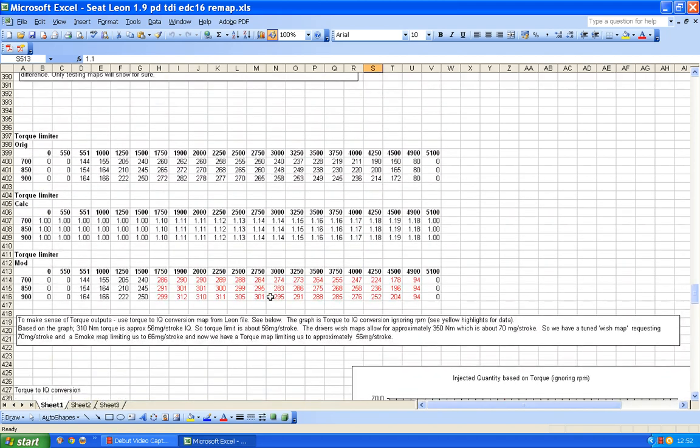So I could say to myself, right, at the moment in this region, I'm very close to 50 milligrams, so I might be looking at something like 49, 50, 49, and so on. So this is the sort of peak area.